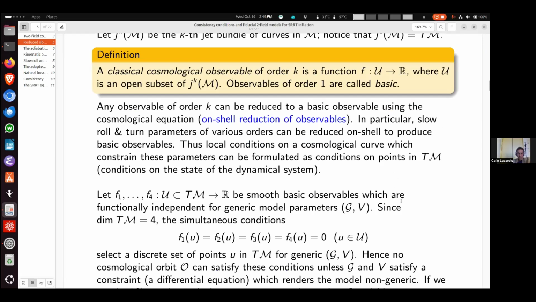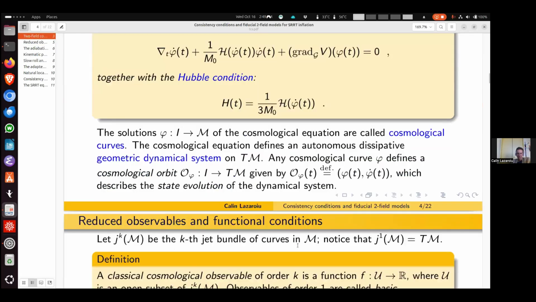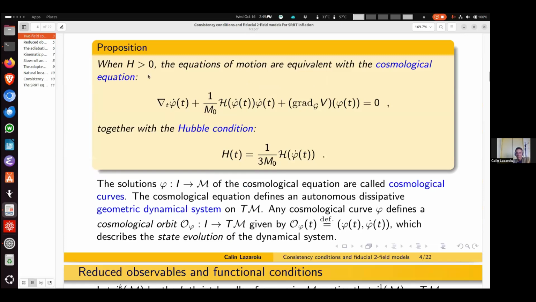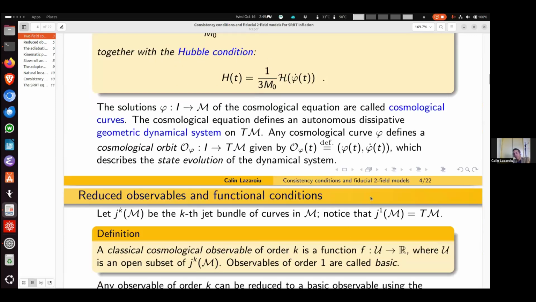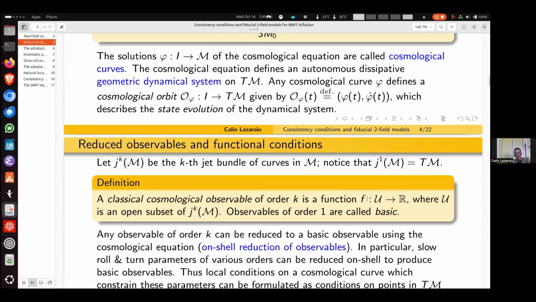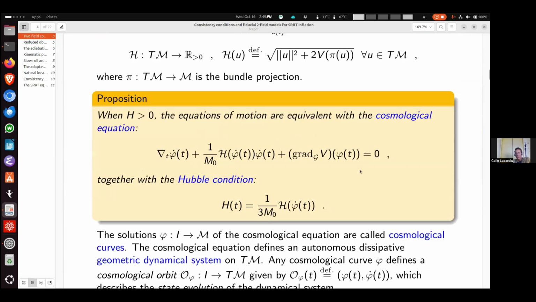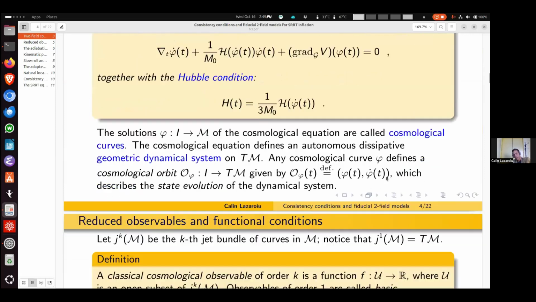ODE. So one way to formulate it geometrically is to lift it to a dynamical system on TM. But another way, which is, of course, much more general, is to formulate it using a constrained surface inside the second-order jet bundle. And because this is autonomous in the sense that you can separate the second time derivative from this equation, you can use that to reduce higher-order observables to first-order observables. So that process is physically called the on-shell reduction of observables. On-shell refers to the fact that you are using the equation of motion. So you view the cosmological equation as the equation of motion of your system.